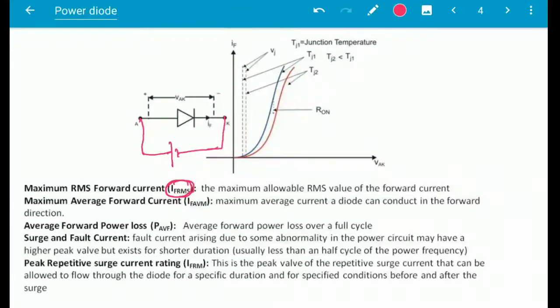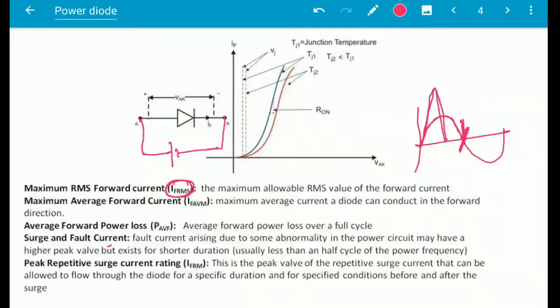Surge and fault current arising due to some abnormality in the power circuit may have a higher peak value but exist for shorter duration, usually less than half cycle of the power frequency. Suppose this is the power frequency 50 Hz and this is the full cycle, this is the half cycle, and the surge fault current should have the peak less than this one. Suppose this is the half cycle timing, so this will be less than this one.